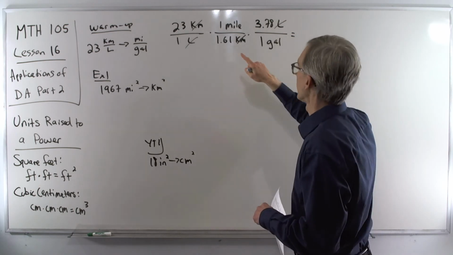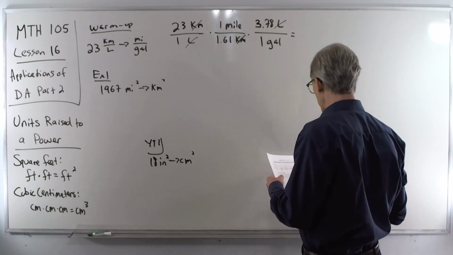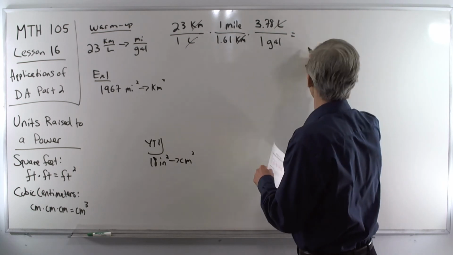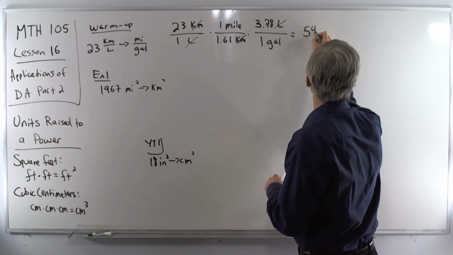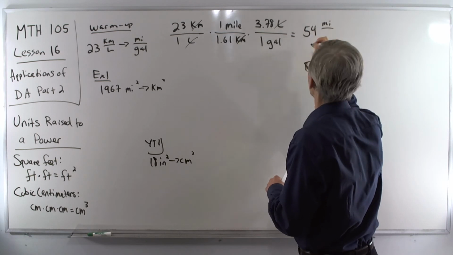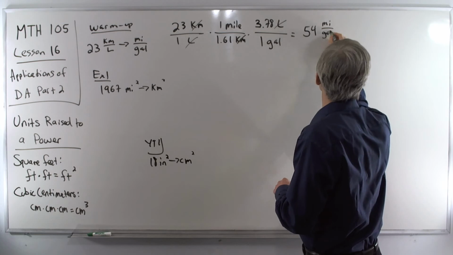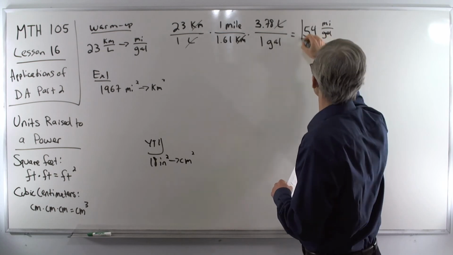And now multiplying straight across, I get 23 times 3.78, and then we'll divide by 1.61. And that gives us 54. And the remaining units are miles per gallon. So you can write that as miles over gallons or just MPG.